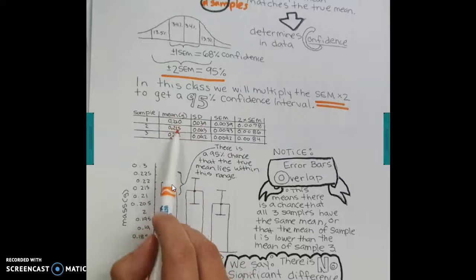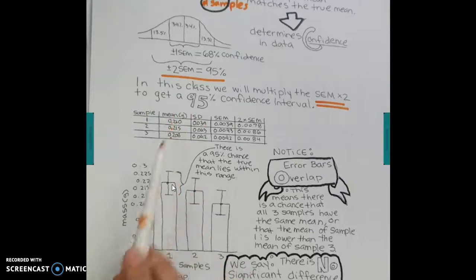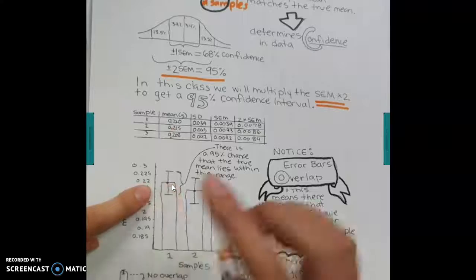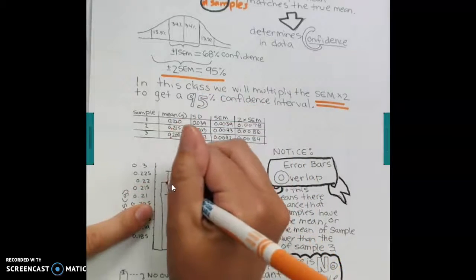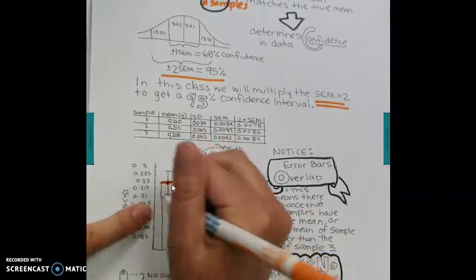So what you would do if you're graphing this, you graph the averages. So you can see that for sample 1, the average is 0.220. So we're going to put our data point here and draw our bar graph.